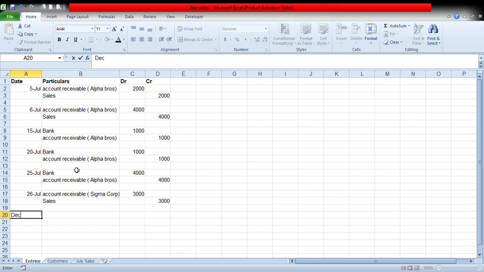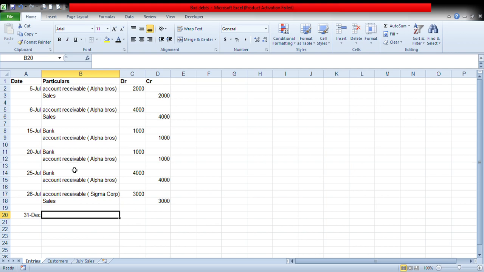Today is December 31st, and he is not going to pay us. He said, I can't pay you the 3000. Sigma Corporation I am talking about. So please, I will pay you next year, like March. So I have to close the books, right? I have to close the books.